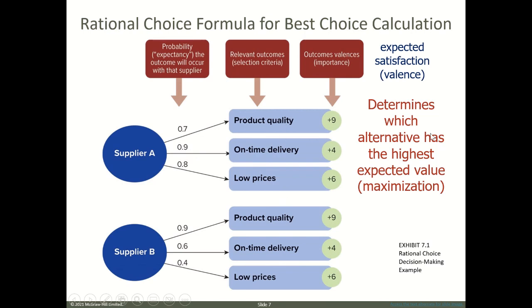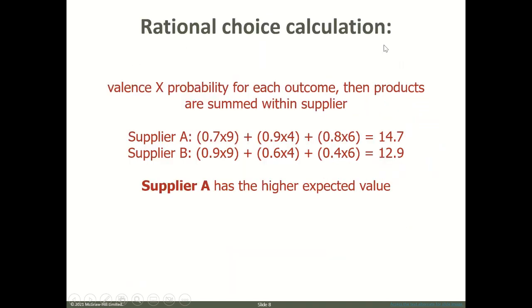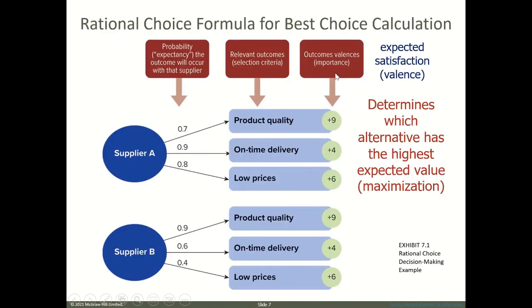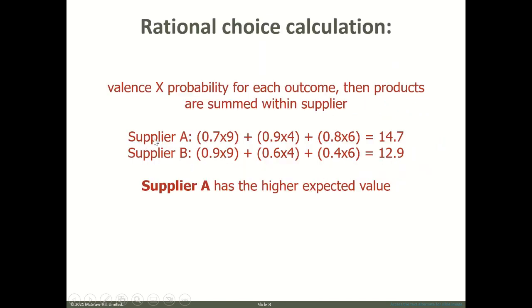Determine which alternative has the highest expected value. That is the most important thing we need to consider for this formula for the best choice calculation. Now look at this rational choice calculation: valence times probability. Here the valence of 9 is multiplied by 7.7, and the 4 is multiplied by 9. Supplier A, adding the first, second, and third, is equal to 14.7, and supplier B is 12.9. According to this calculation, we come to know that supplier A has the higher expected value. So definitely the organization will choose supplier A for getting supply.